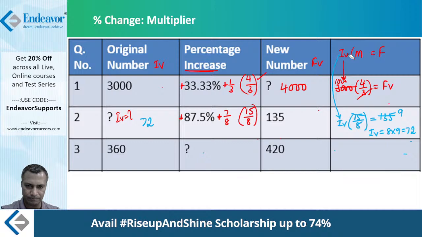Brilliant. Okay, let's take this third one, 360, and there is another one which is 420. Let's take it quickly. If you do the school method, this is the initial value. Assume you are going by the school method out here, then how would you have gone through this?